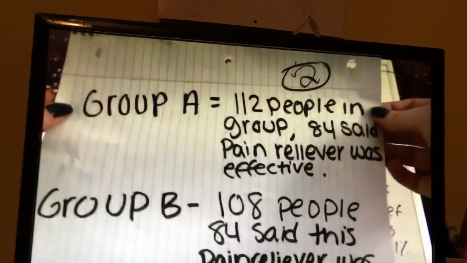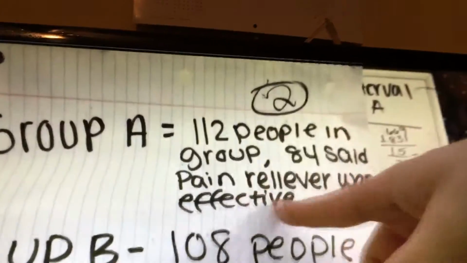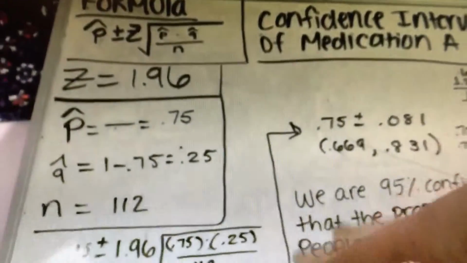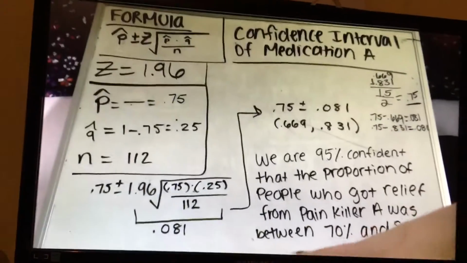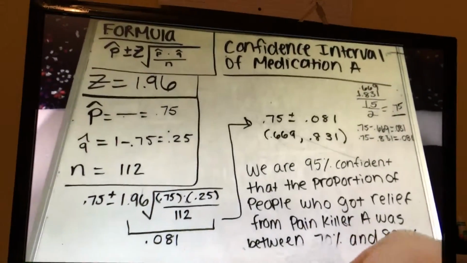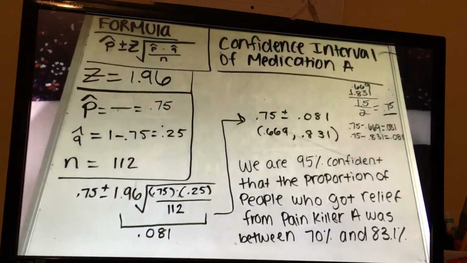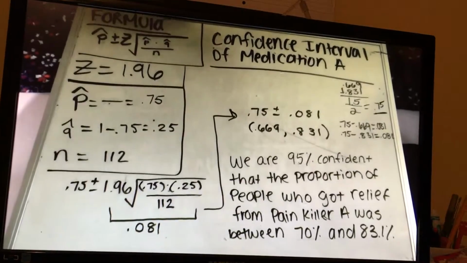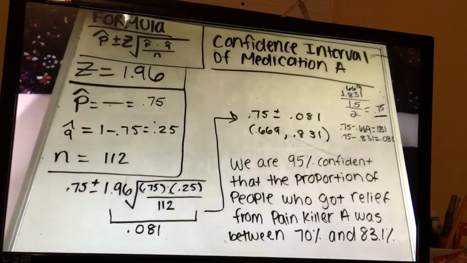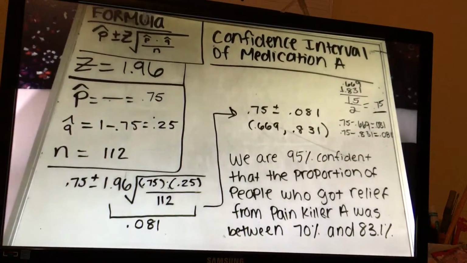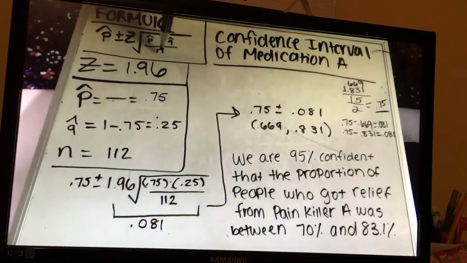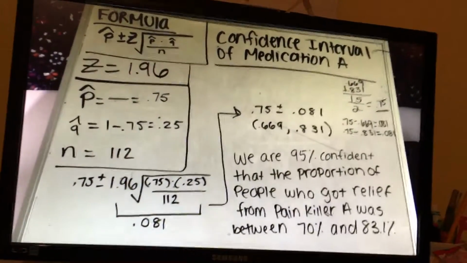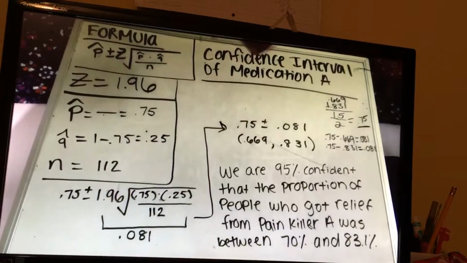Group A had 112 people in the group. 84 said the pain reliever was effective. So before we talk about Group B, we'll do the confidence interval for Group A. The formula for confidence intervals is p hat plus or minus z-score times the square root of p hat times q hat over n. So you have to know what the variables stand for.